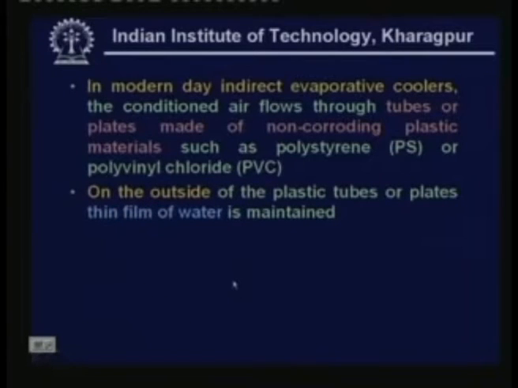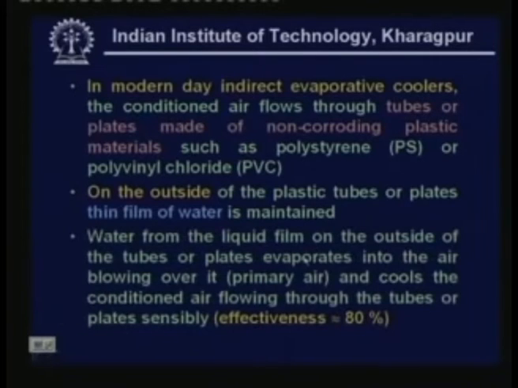So, as I said, on the outside of the plastic tubes or plates, a thin film of water is maintained. Water from the liquid film on the outside of the tubes or plates evaporates into the air blowing over it, and cools the conditioned air flowing through the tubes or plates sensibly. Using this kind of an arrangement, you can get an effectiveness as high as 80%.